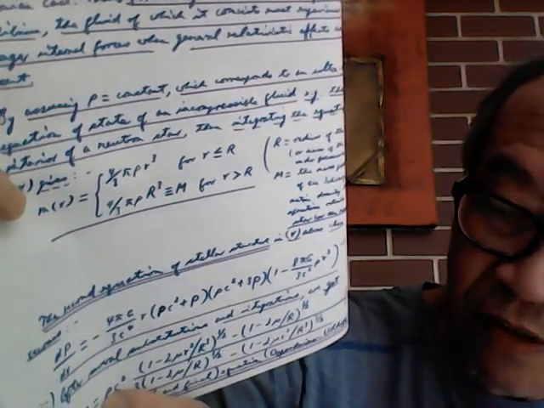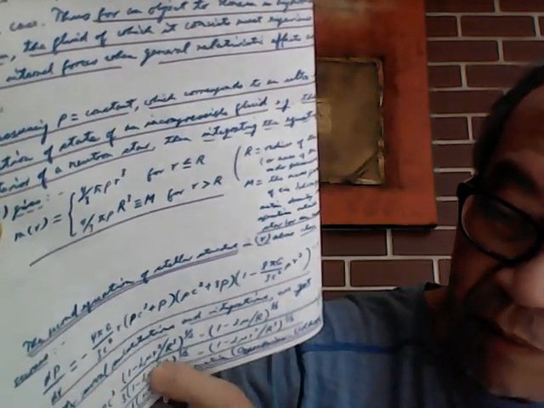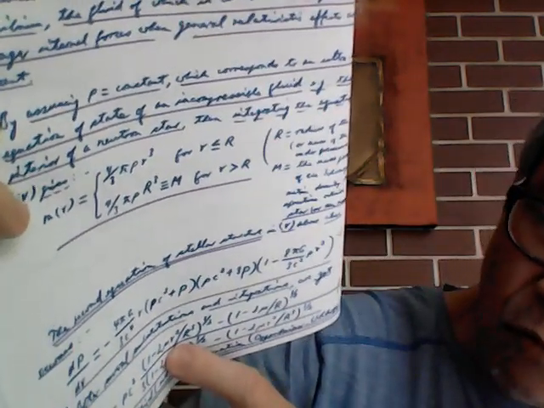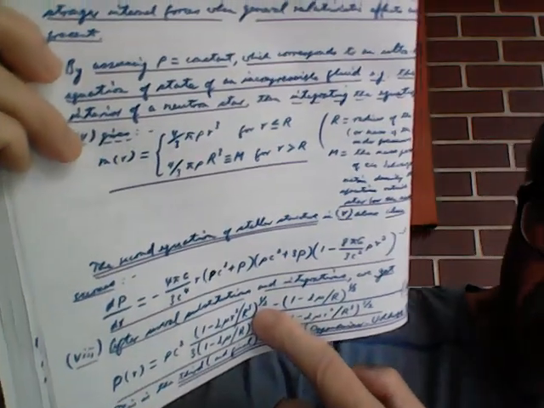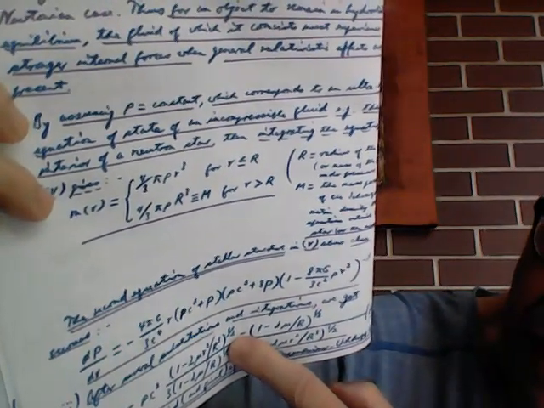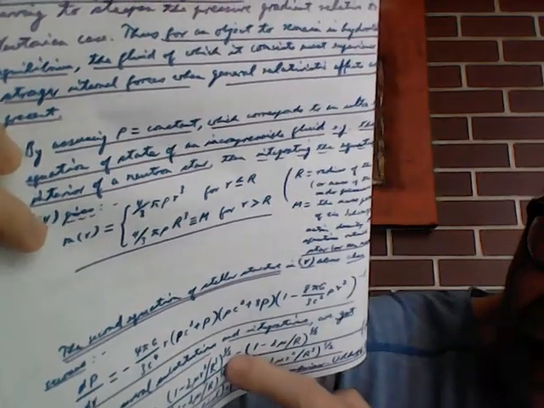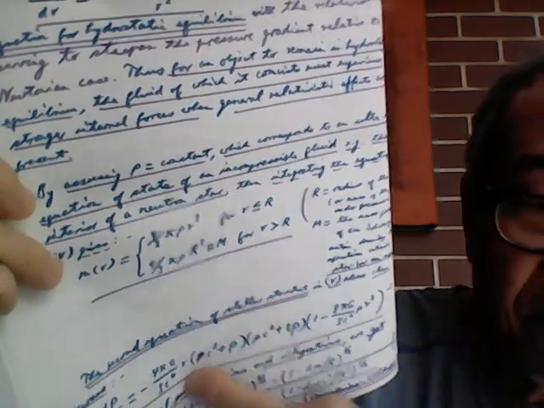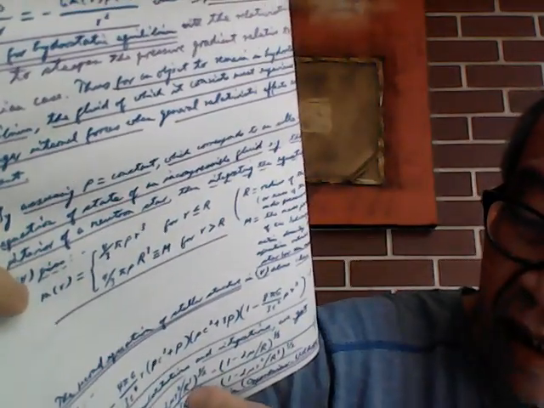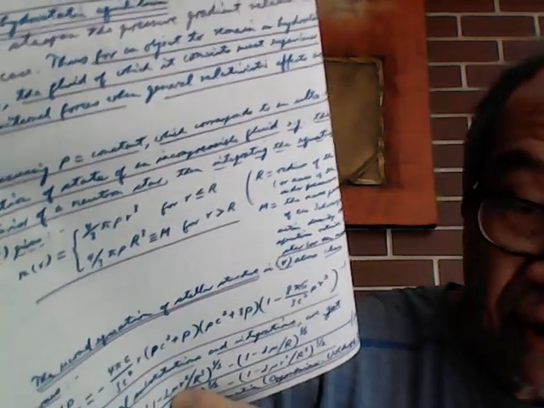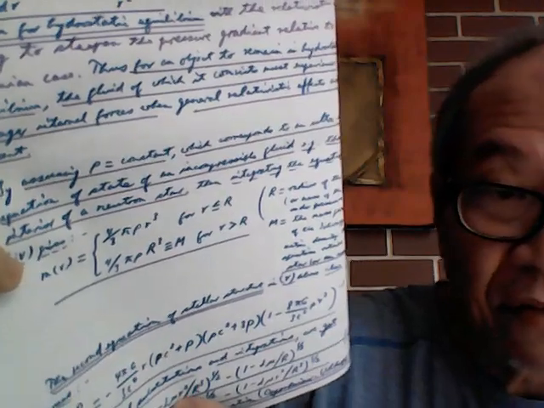rho c squared, where rho is the mass density and c squared is the light speed squared, times the bracket 1 minus 2 mu r squared divided by R to the power 3, the whole thing to the power 1 over 2. The power 1 over 2 simply means the square root of this thing. And what is the mu here? Mu is GM divided by c squared, which is a standard notation in general relativity.